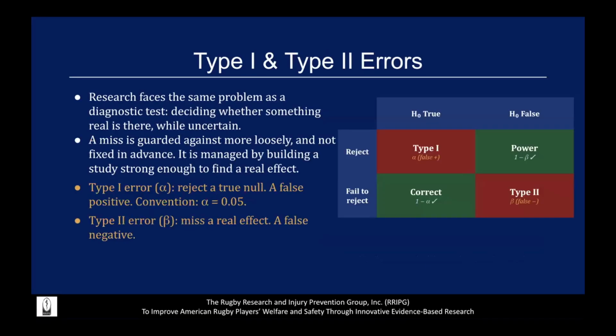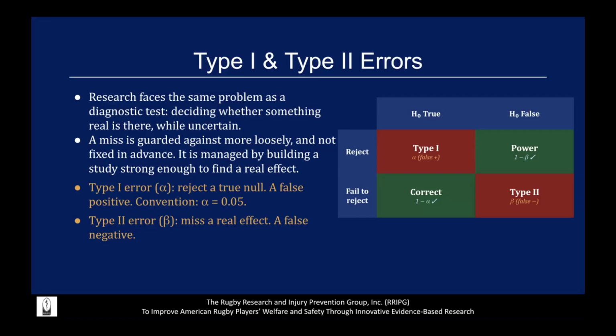Everything we have said so far about tests applies to most research, because a study faces the same basic problem: deciding whether something real is there while you cannot be certain. Here, the two mistakes get formal names. A type 1 error is a false alarm, concluding that an effect is real when it actually isn't. A type 2 error is the miss, failing to detect an effect that actually exists. What's worth understanding here is that we deliberately treat these two mistakes unequally.